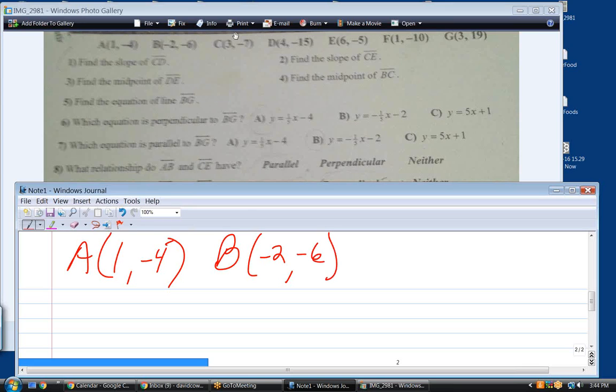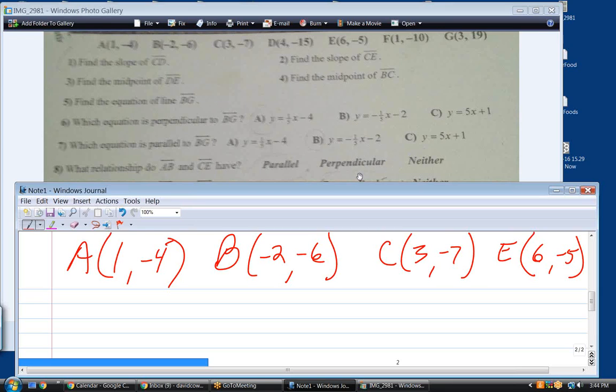And they're comparing it to CE. So C is 3, minus 7. And E is 6, minus 5. So go ahead. Find the slopes of each. Yeah, you got it. The slope of each line. That's the most important part. We really don't care what the y-intercept is. If we can figure out the slope of each of these lines, AB and CE, then we'll know whether they're parallel, perpendicular, or neither. It is only dependent on slope.